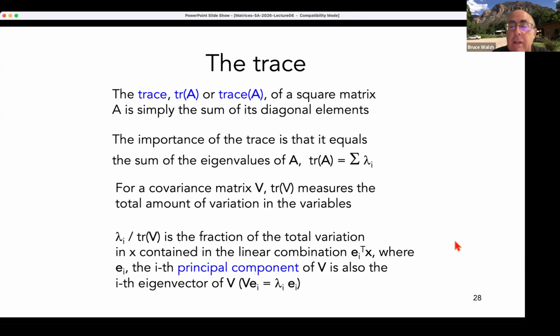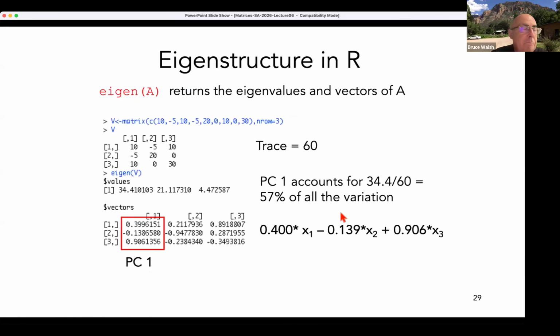Let me give you an example here. So here I have a variance-covariance matrix. Trait 1, variance of 10, trait 2, variance of 20, trait 3, variance of 30. The covariance between 1 and 2 is -5, 1 and 3 is 10, 2 and 3 is 0. So it's a variance-covariance matrix. I want to look at its eigenvalues and eigenvectors. The command eigen in R returns this.